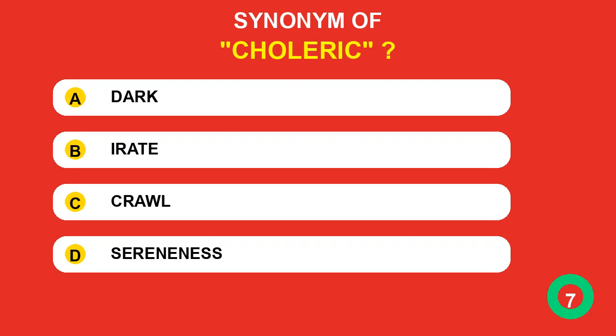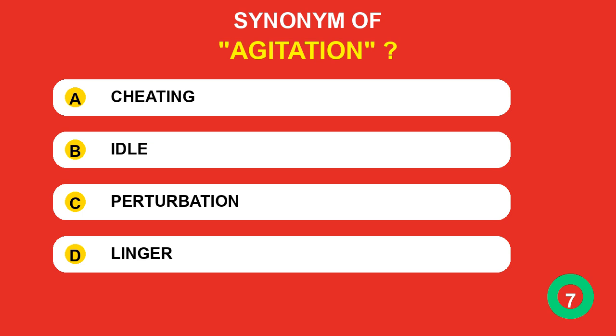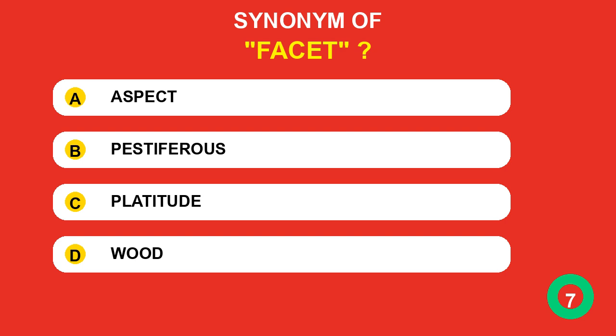Which synonym belongs to choleric? The correct answer is irate. Which synonym belongs to agitation? The correct answer is perturbation. Which synonym belongs to facet? The correct answer is aspect.